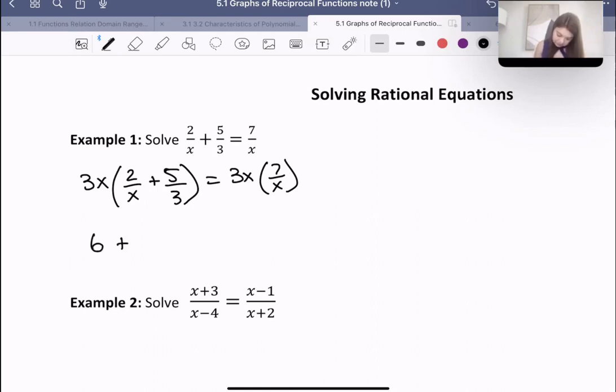Plus, and then in this case, the 3's are going to cancel. We're going to get 5x. And then over here, we're going to get 21x over x, which just cancels. So now we have 6 plus 5x equals 21. And that looks a lot easier, right?